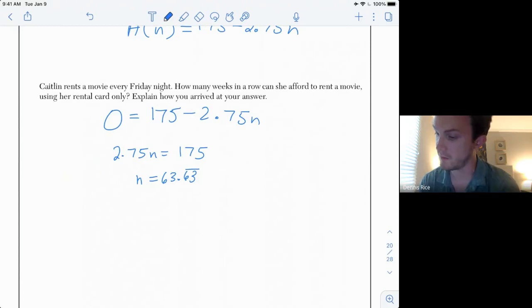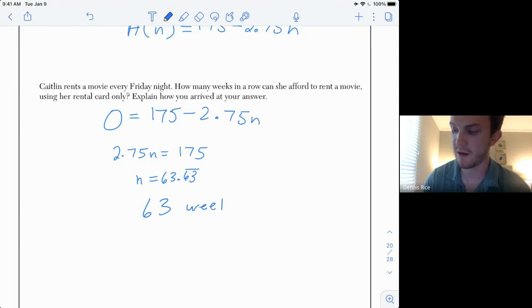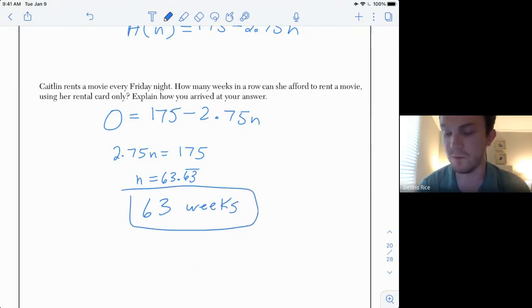How many weeks in a row? Obviously I don't want to leave my answer like that. How should we answer this? I don't want to say 63.63, John. This is one of those cases where mathematically it rounds up to 64. So why are we not? Because in the context, she wouldn't be able to afford the 64th week. She can only afford 63 straight weeks. She's going to have some money left on her card, but she can't afford that next week.